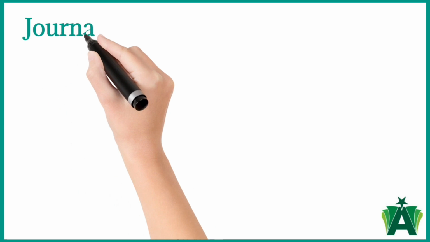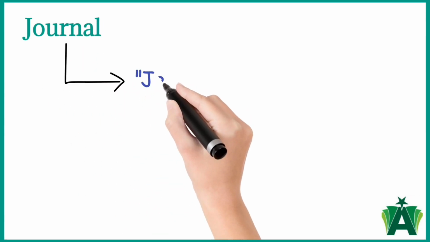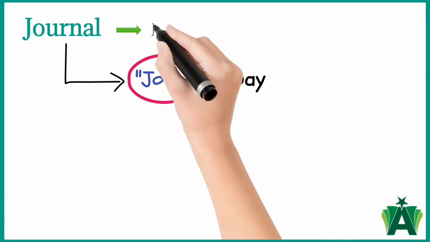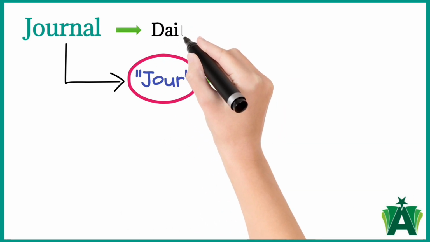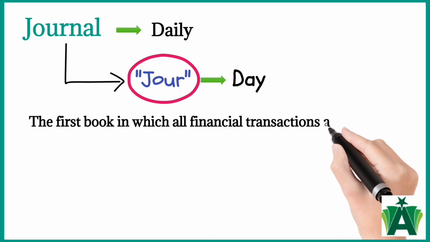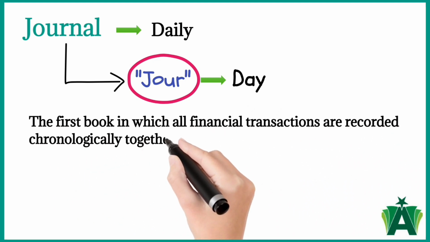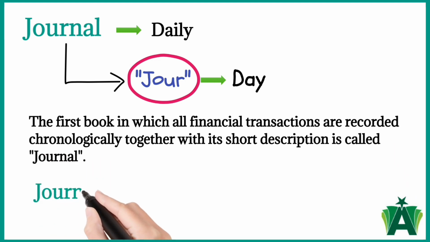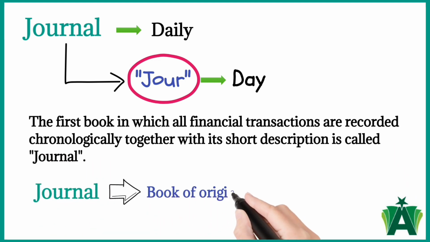The word journal has been derived from the French word jour. Jour means day, so journal means daily. It is defined as the first book in which all financial transactions are recorded chronologically, together with its short description, is called journal. The journal is also called the book of original entry.